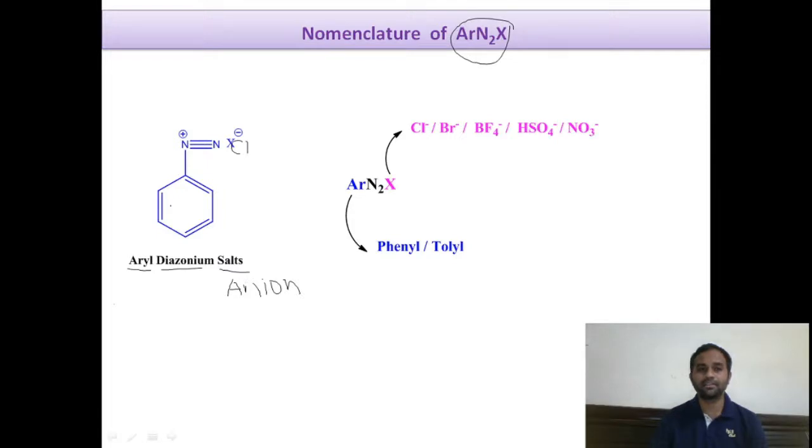It is very simple. For example, here I have taken this compound, benzene diazonium chloride. If you take bromide here, benzene diazonium bromide. If I take tetrafluoroborate, then benzene diazonium tetrafluoroborate. In this way we give the nomenclature for the aryl diazonium salts.